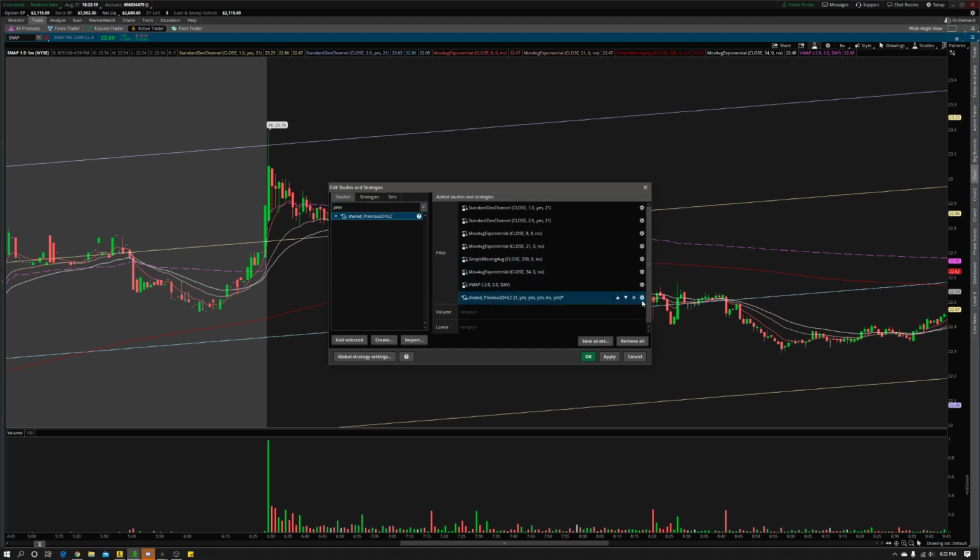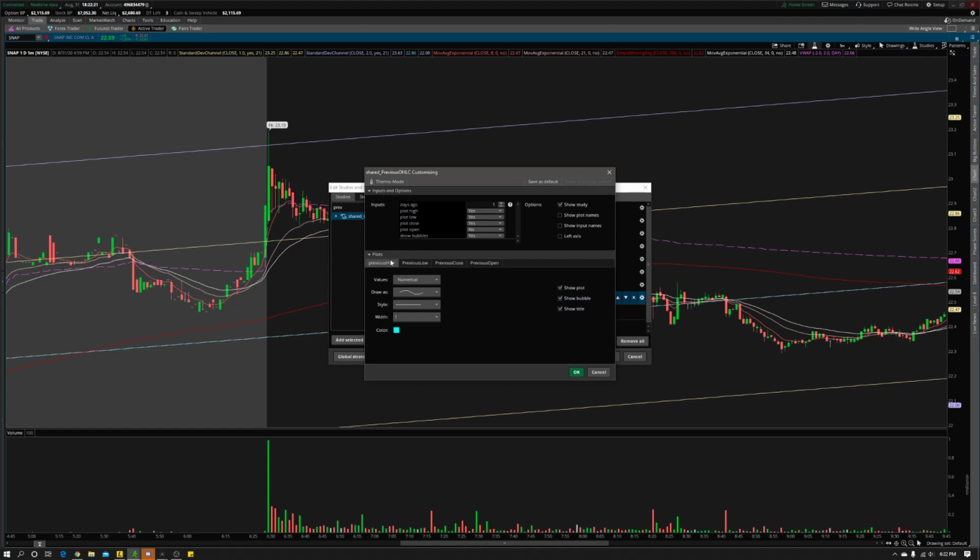Go there, go here, and you go previous high, and you make it whatever color you want. You want the blue solid, yesterday's high, yesterday's low. We'll do the blue. We'll do this one solid. We'll do this one dashed, and then yesterday's low is there. Yesterday's close.